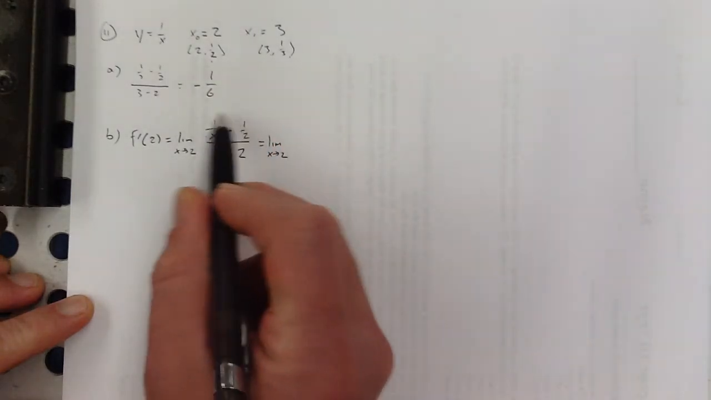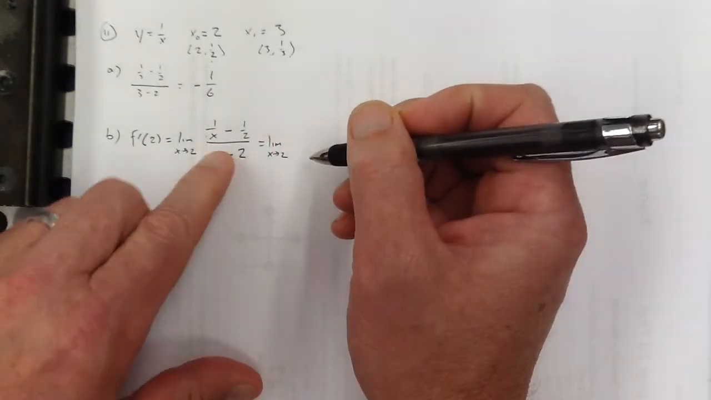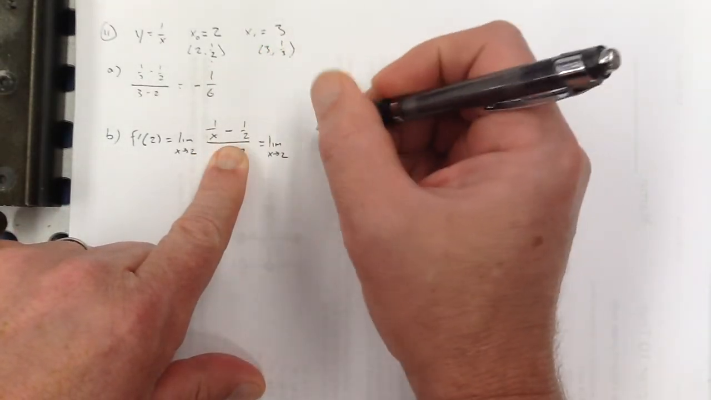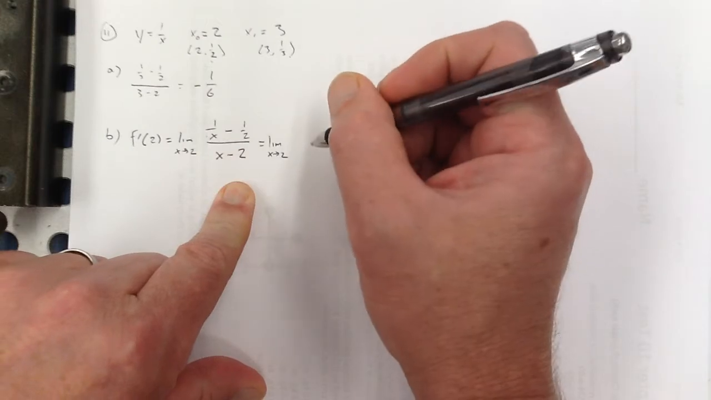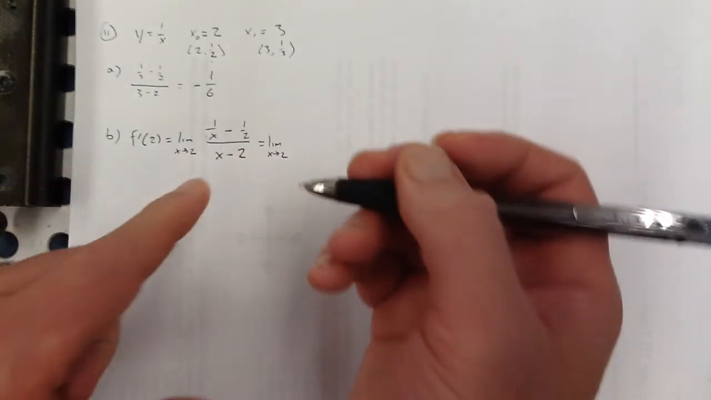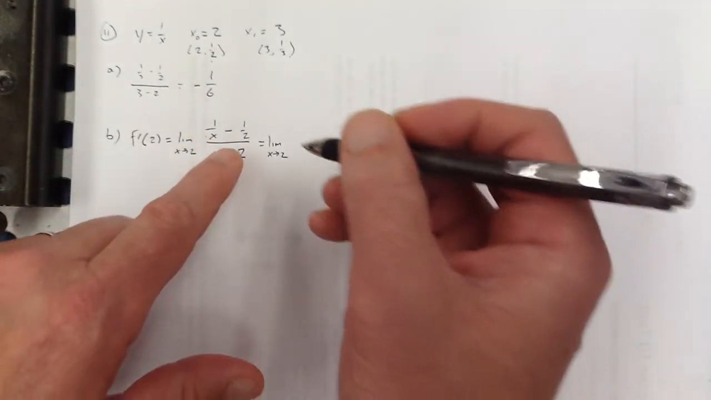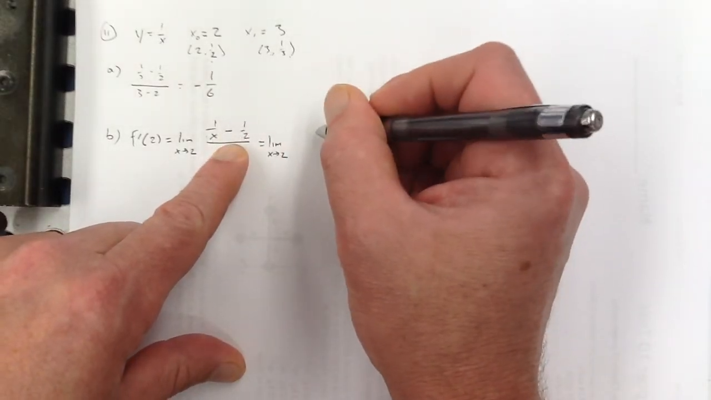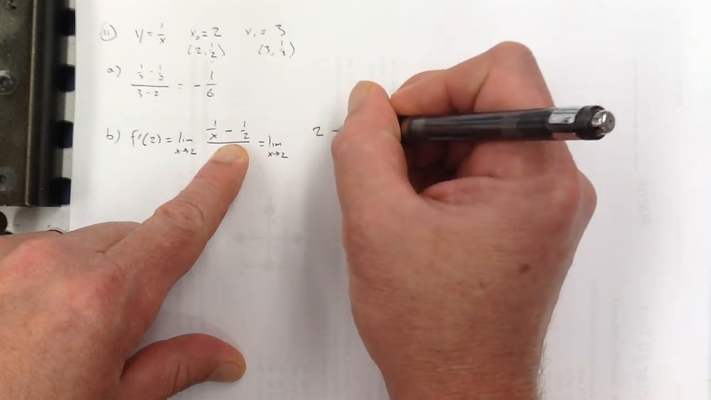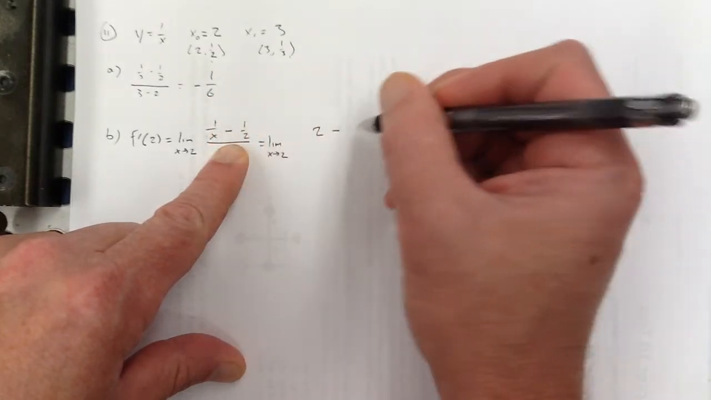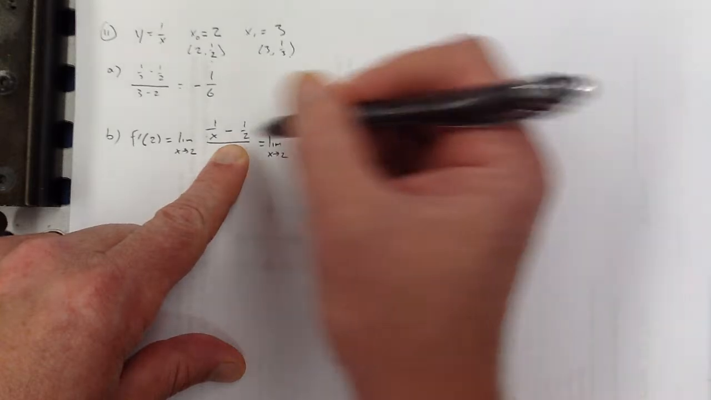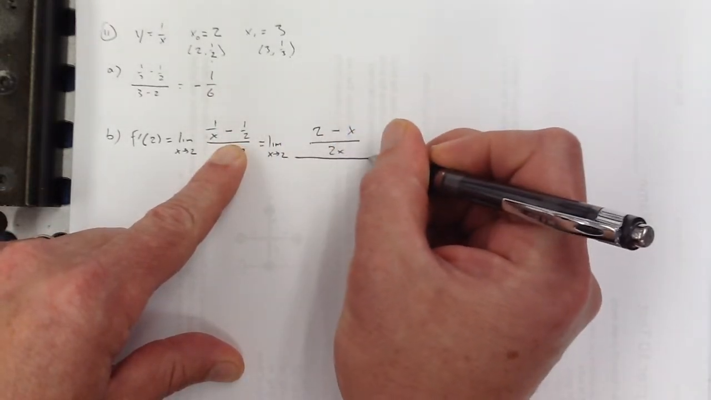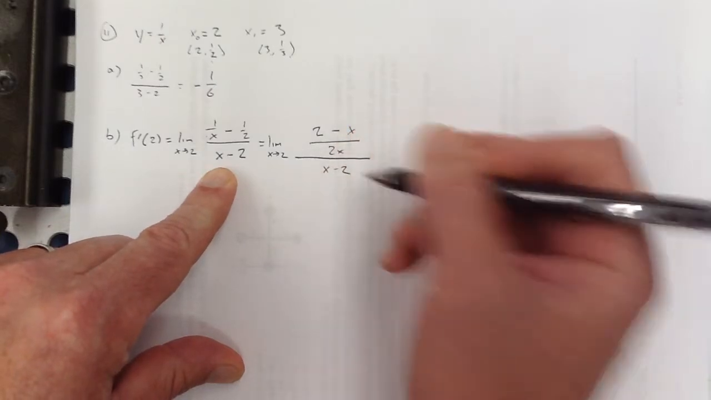I would find a common denominator here. Common denominator is 2x. So let's see. I'll show you 2 different ways to do this, and then you can choose what you like better. So 2 and this would need to be multiplied top and bottom by x, and then the common denominator is 2x, and then that's all over x minus 2.